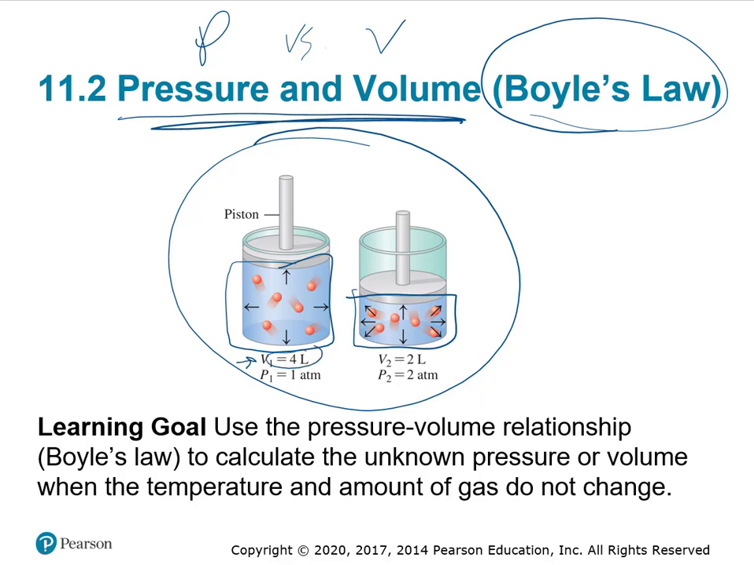So as our volume goes from 4 liters to 2 liters, look what happens to our pressure. Our pressure goes from 1 to 2. As volume decreases, pressure increases. We are going to look at the pressure-volume relationship and to be able to calculate an unknown pressure or volume when the temperature does not change.